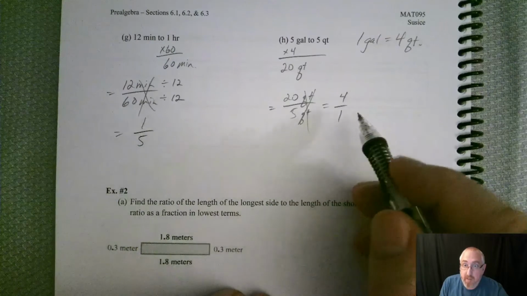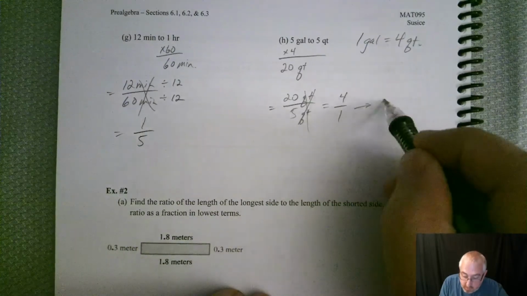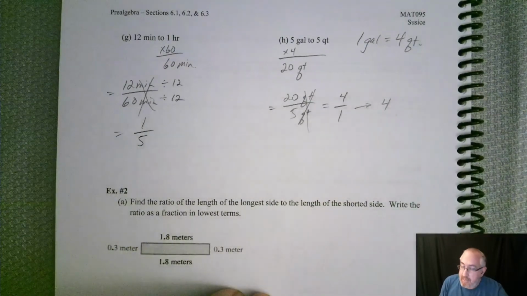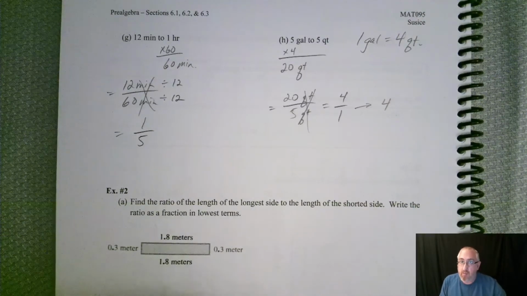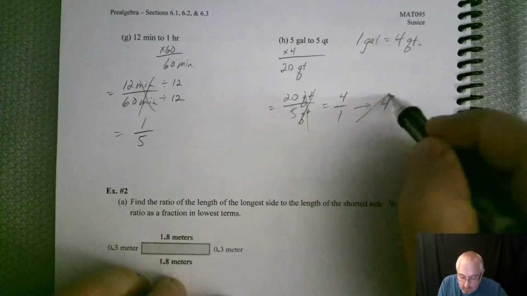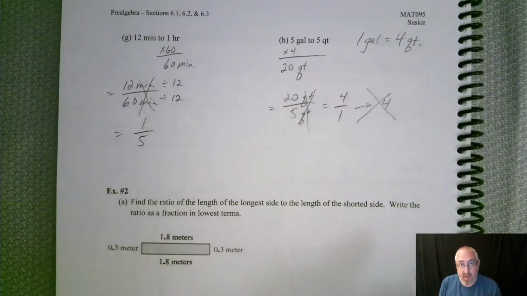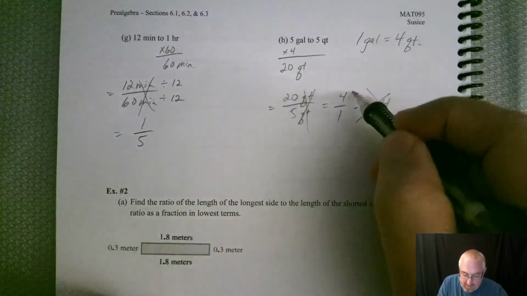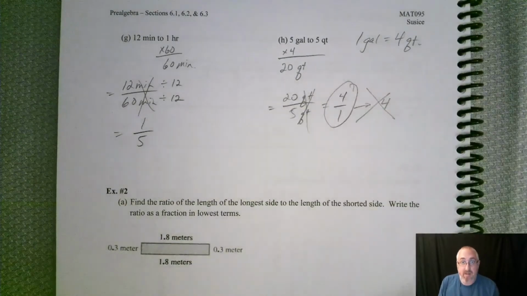Now, you might be tempted to say, oh, well, this is equal to 4, right? Well, it is, but you're not going to have a ratio anymore, because remember, ratio has to compare two quantities, two numbers. So we actually don't want to do this when we're talking about ratio. So this is our answer. It's a 4-to-1 ratio.